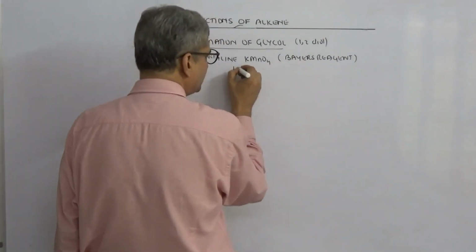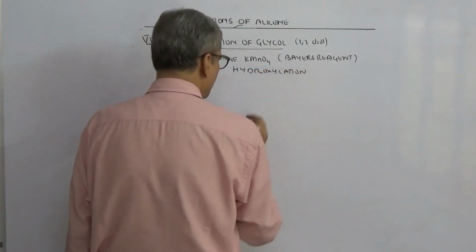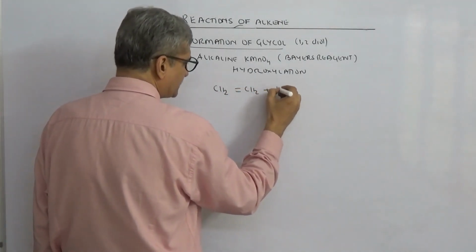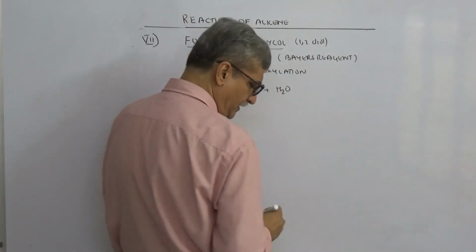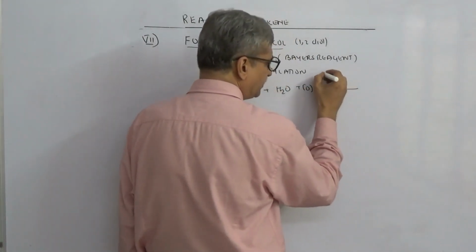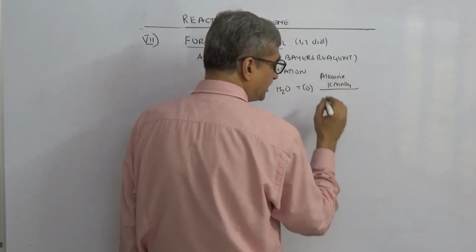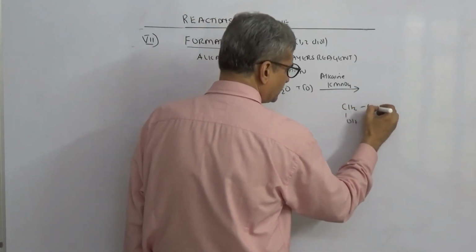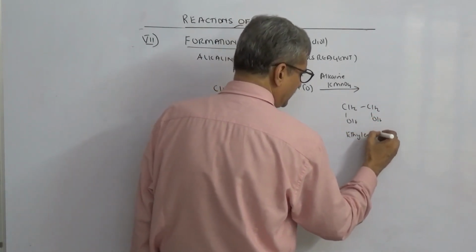So this is also called hydroxylation. Suppose you have ethylene, CH2=CH2, plus H2O, plus a nascent oxygen. What is the source of nascent oxygen? The source of nascent oxygen is alkaline KMnO4. Very important, right? It's alkaline KMnO4. So you end up with CH2OH-CH2OH. This compound is called ethylene glycol.